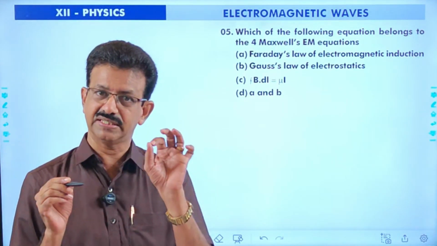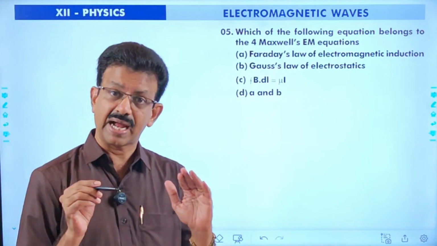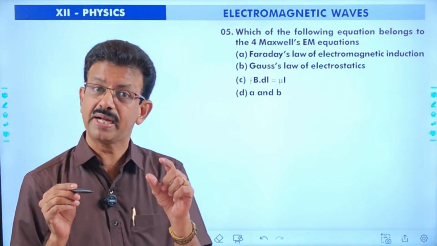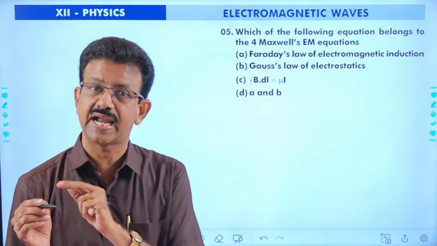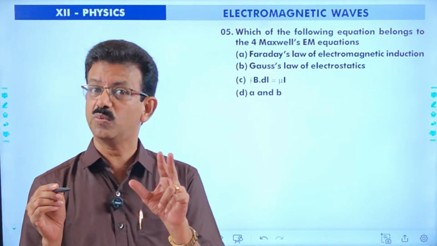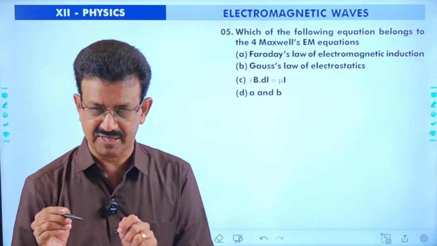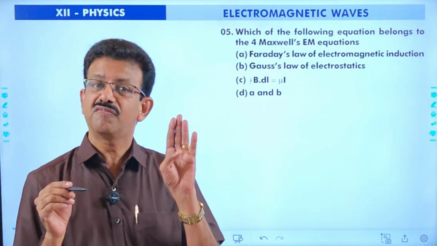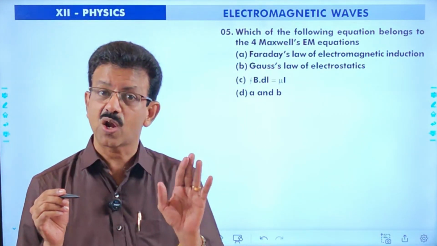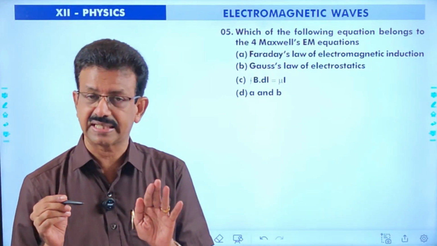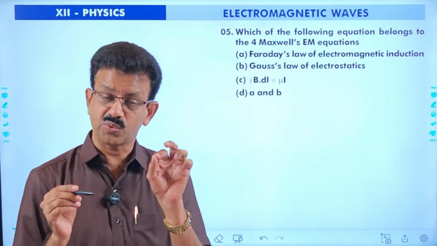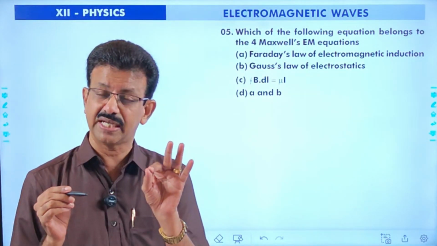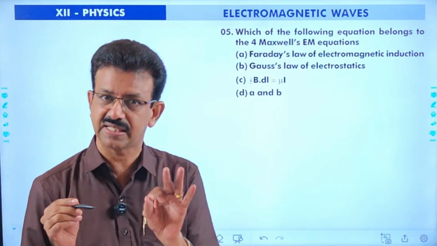If the electric field is along the x direction and the magnetic field is along the y direction, then the velocity vector, the propagation direction, will be along the z direction. That's perpendicular to both the electric and magnetic fields. And Maxwell selected some equations also. First one is Faraday's law of electromagnetic induction. That is, the magnitude of the induced EMF is proportional to the rate of change of flux linked with the circuit.